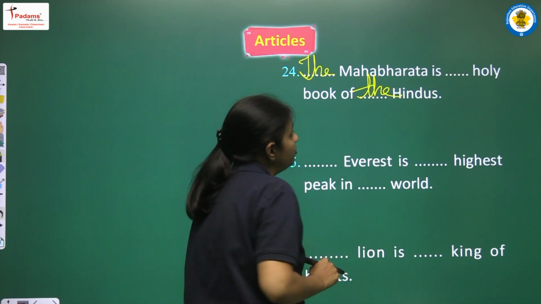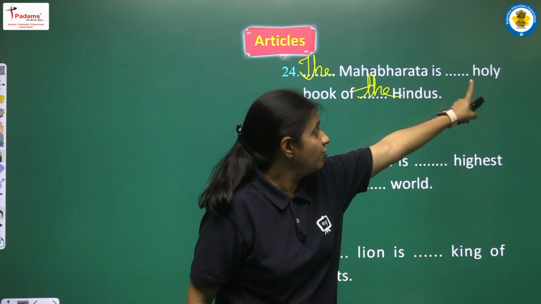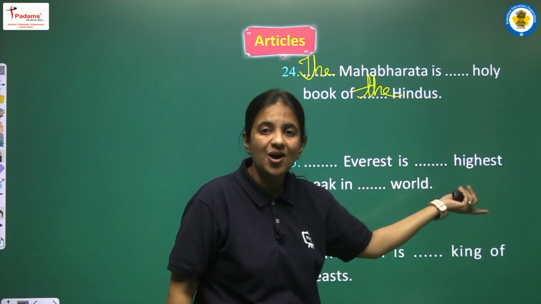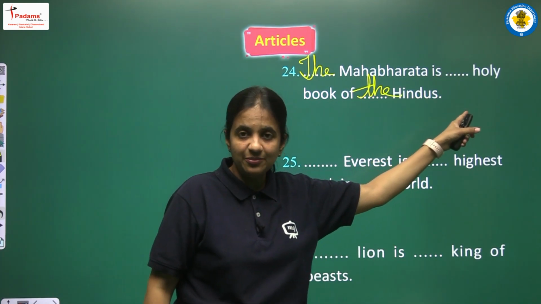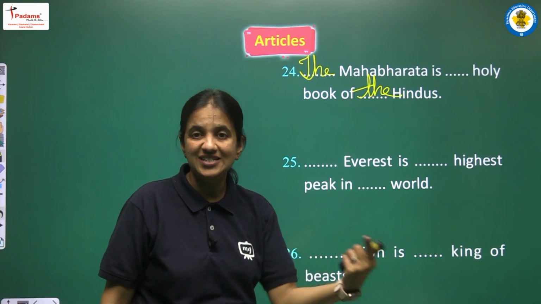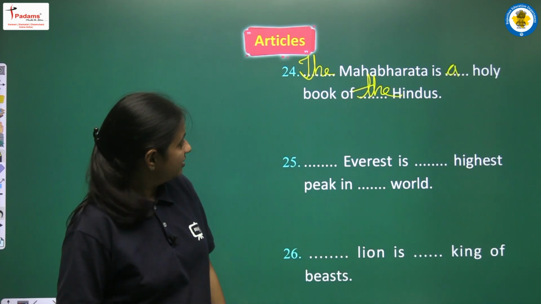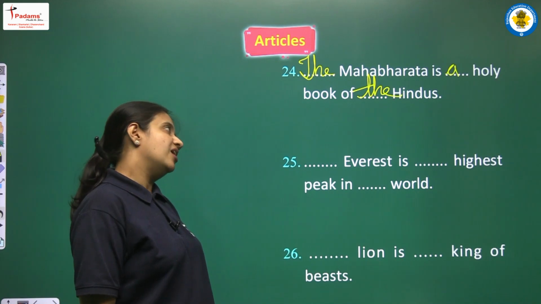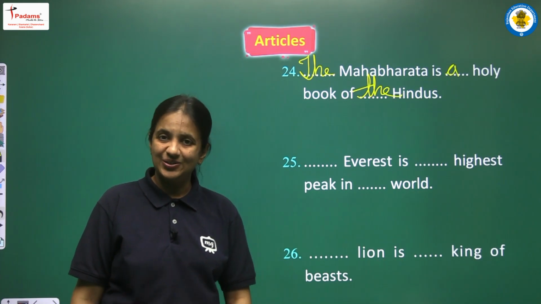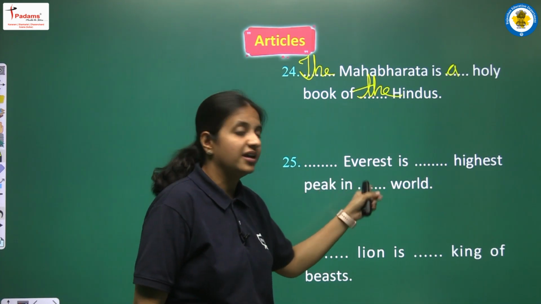Now we are having one more blank here. So we are having holy book. Again we are having a combination of adjective plus noun. So we will use here the article according to the sound. So we are having consonant sound in the beginning. We can see the pronunciation and we can say that yes, we are having consonant sound. So for that we have to use A. So yes, the complete sentence will be, the Mahabharata is a holy book of the Hindus. Okay. Next is, Everest is highest peak in world.